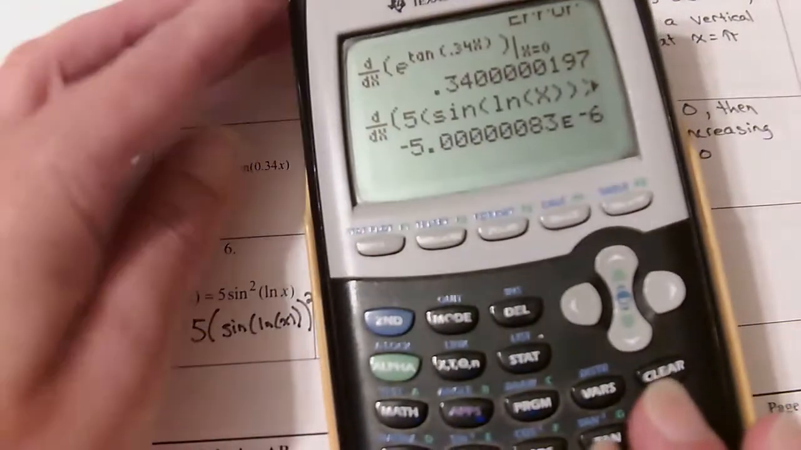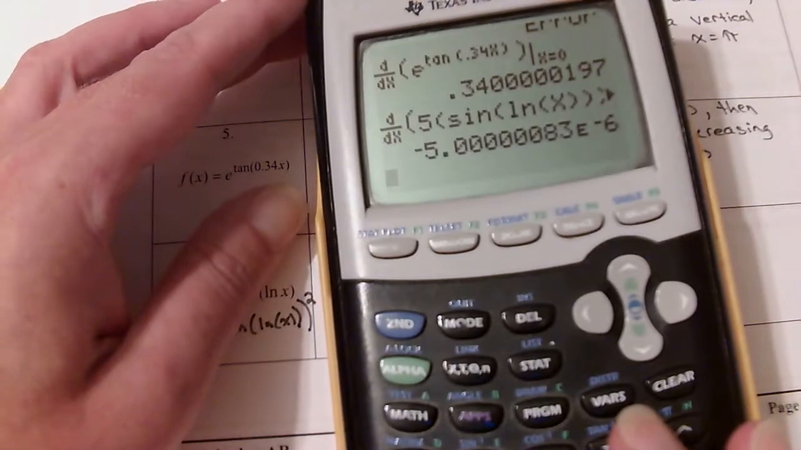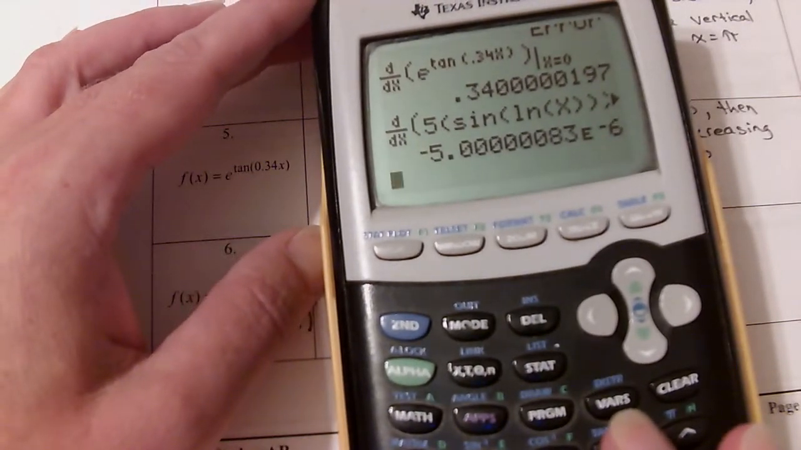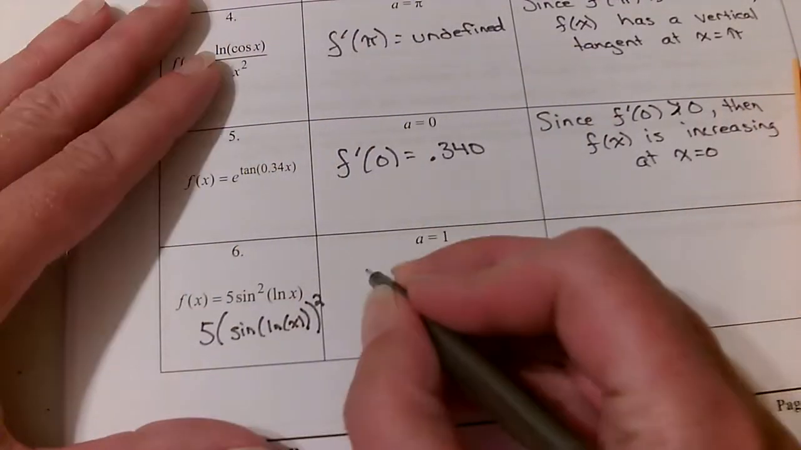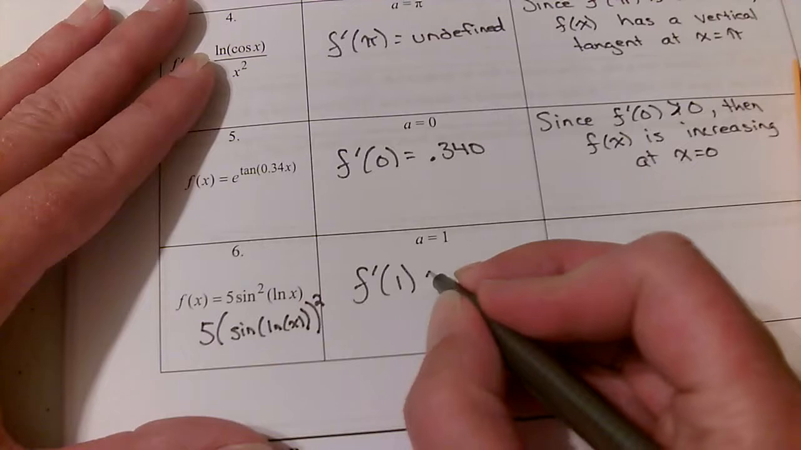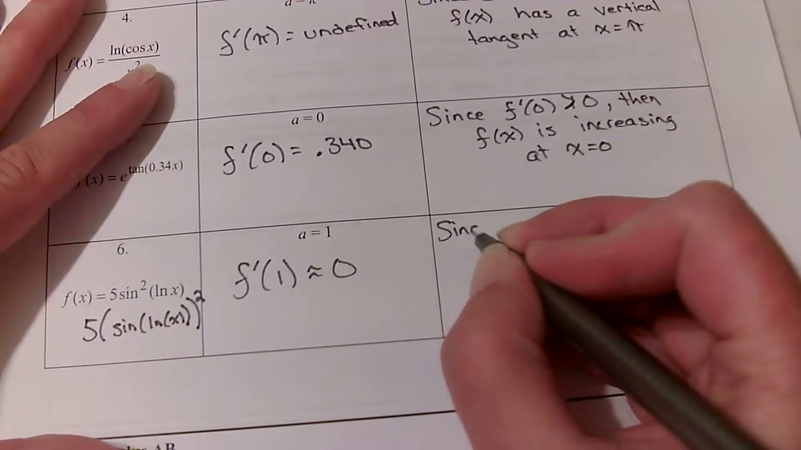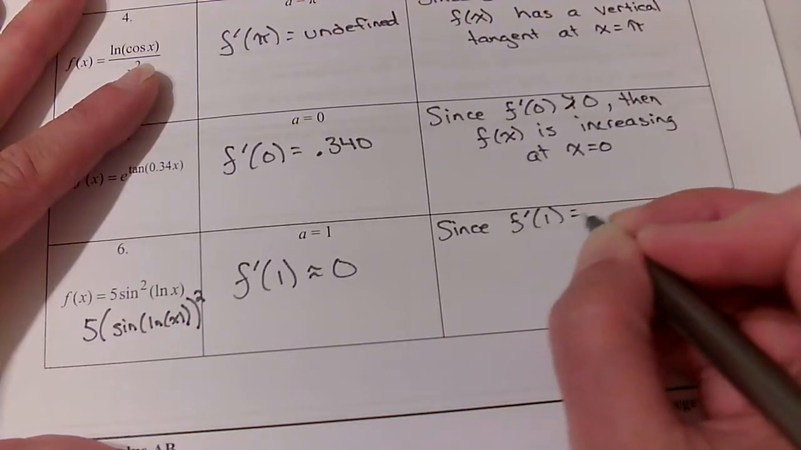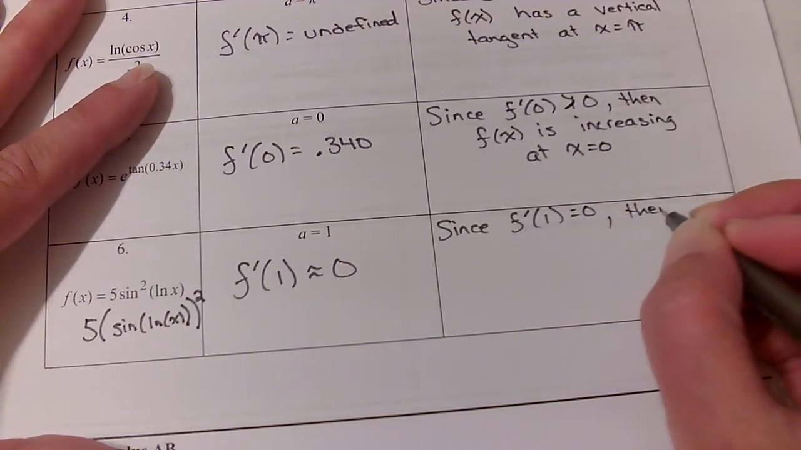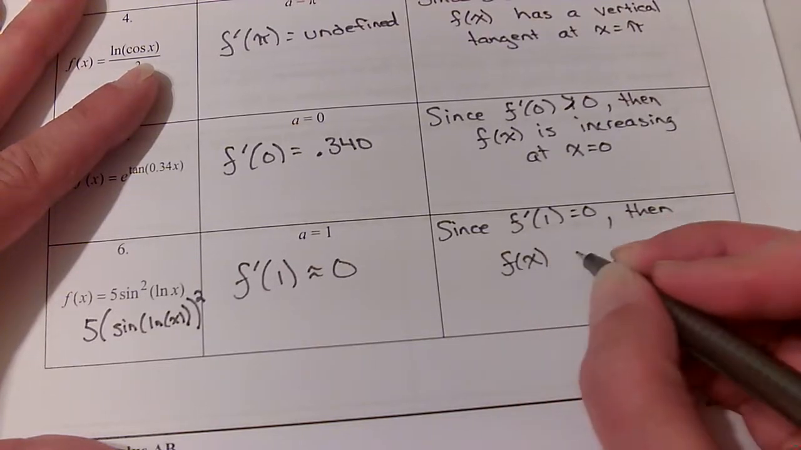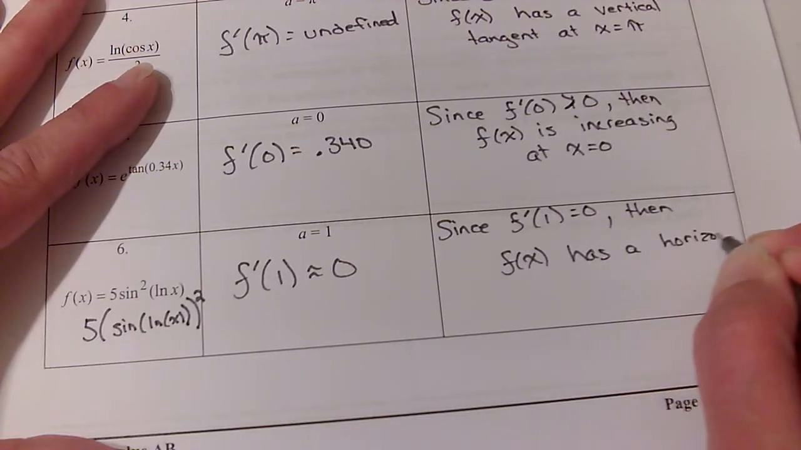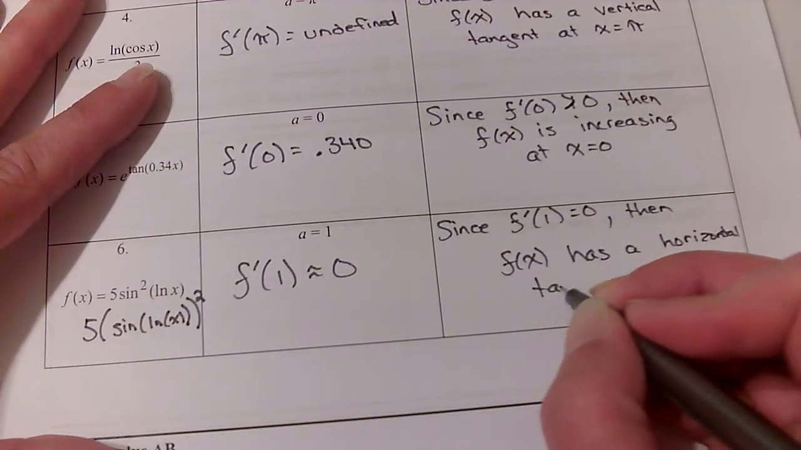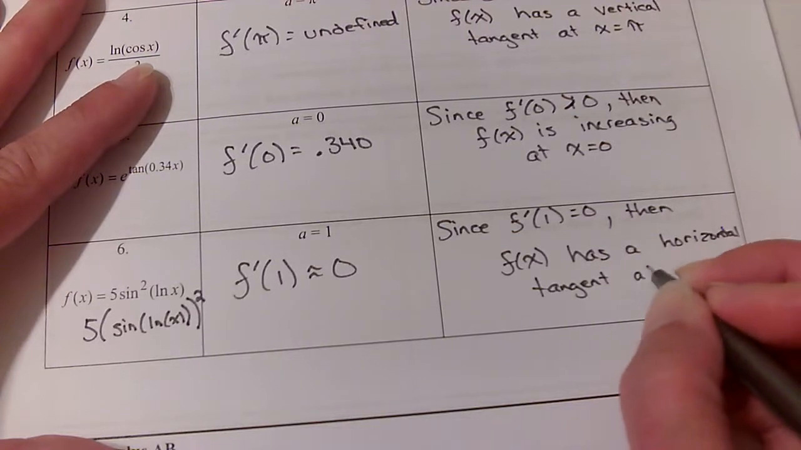Oh, -5 times 10 to the -6? What is that really? If I've got that many zeros, that's basically a 0, right? So since f prime of 1 is basically 0, then f of x has a horizontal tangent at x equals 1.